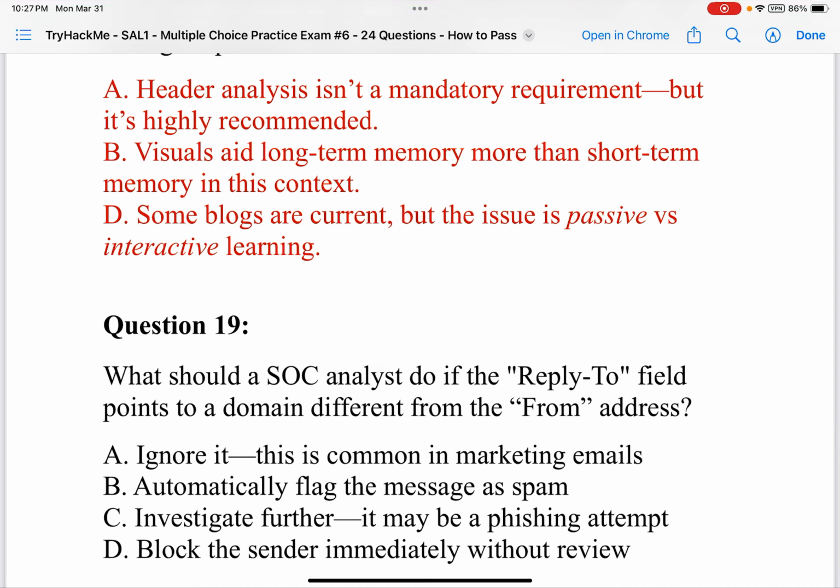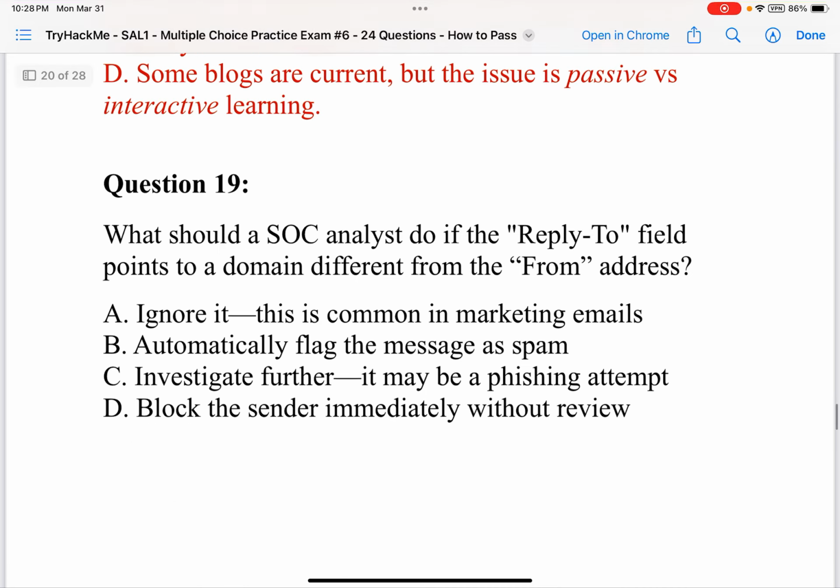What should a SOC analyst do if the reply-to field points to a domain different from the from address? A. Ignore it. This is common in marketing emails. B. Automatically flag the message as spam. C. Investigate further. It may be a phishing attempt. Or D. Block the sender immediately without review.